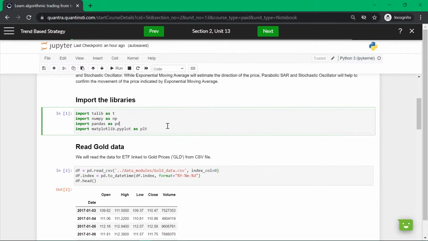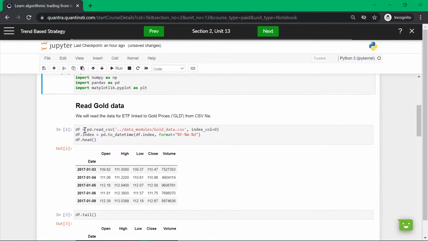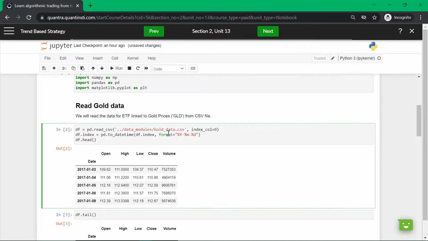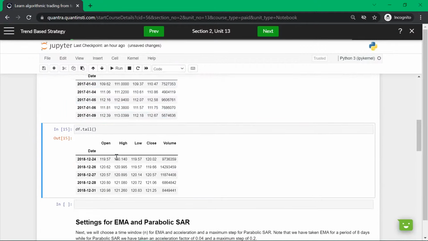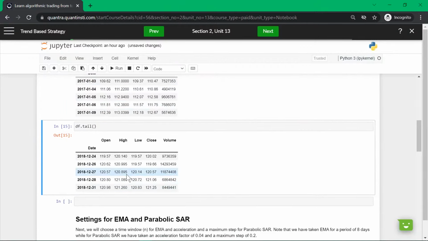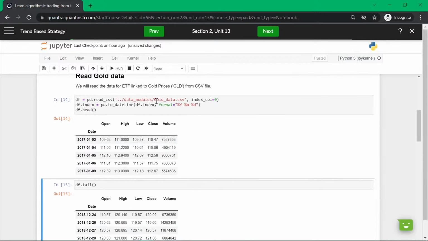So let me import the Python modules that are going to help us to create the algorithm. So as discussed earlier, the first step of any quantitative trading system is to get the data. So in this example, we are going to design the strategy for gold ETF. So either you can get this data using an API, or you can also input the data from your side as CSV. So I'm inputting the gold prices data as CSV. So the data starts from 2017 and we have input the data till the end of 2018. So we have taken 2 years of data of gold ETF.